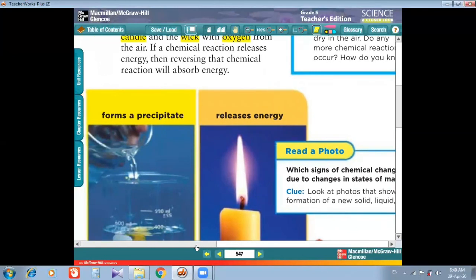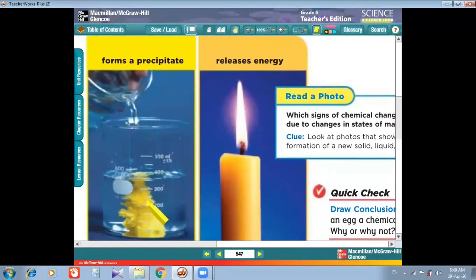Here two pictures are given. See this yellow material, this is a precipitate. And this is the burning candle. It is releasing energy.